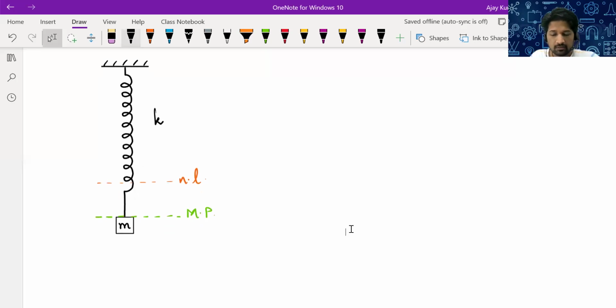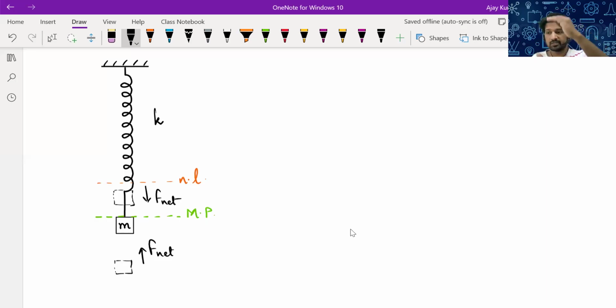You pull it below the mean position and release, it will get pulled upwards. Anywhere below the mean position, the spring force will dominate, so there will be a net force in the upward direction. Anywhere above the mean position, mg will dominate, so the net force will be in the downward direction. So the net force is always trying to bring it to the mean position. So there is a restoring force in this case, and that is why this system oscillates.